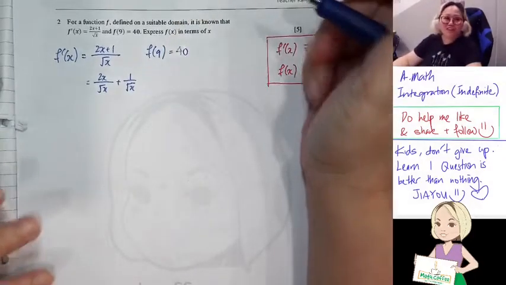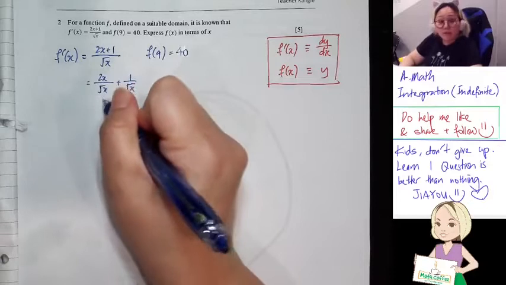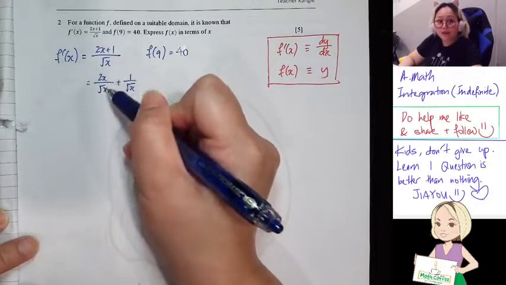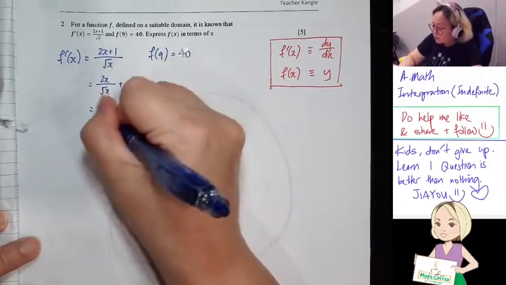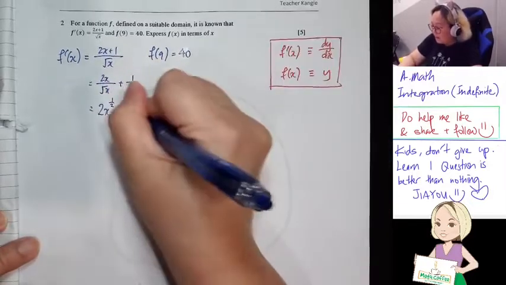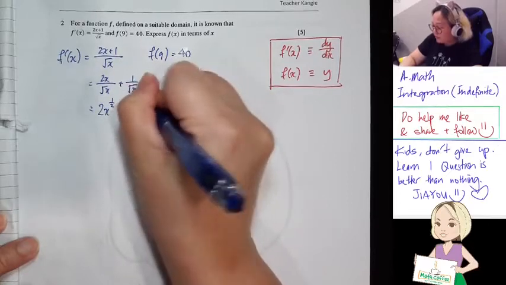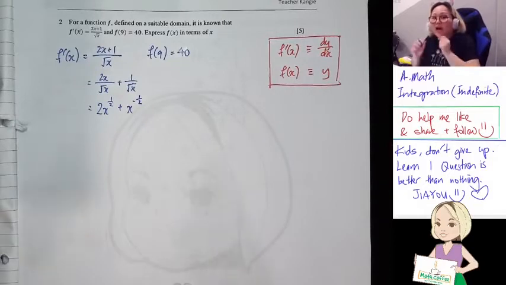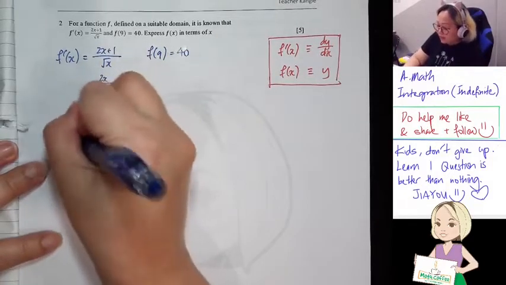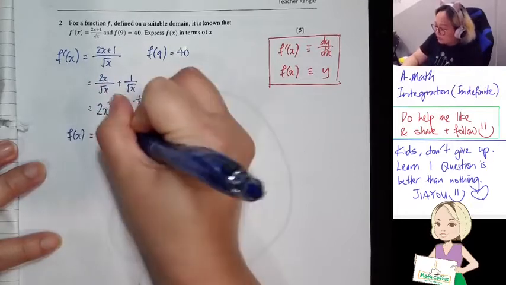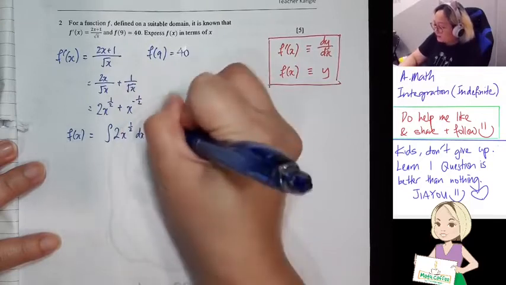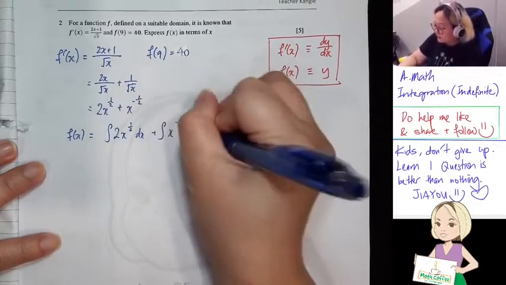Okay, so then we need to simplify. This is x to the power of half, so it's 1 minus half. So it is 2x to the power of half plus x to the power of negative half. You will have to split it into this form first. Then now it's easy for you to integrate. So now I would like to do my f x, which means that I'm supposed to integrate 2x to the half dx, plus integrate x to the minus half dx.